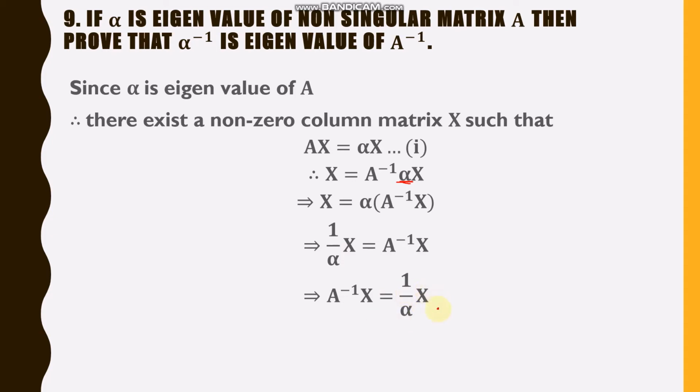So this means 1 upon alpha is an eigenvalue of A inverse, because x is a non-zero vector, and A inverse times x is coming out to be 1 upon alpha times x, and this satisfies the condition of 1 upon alpha being the eigenvalue of A inverse. So this proves 1 upon alpha is an eigenvalue of A inverse.